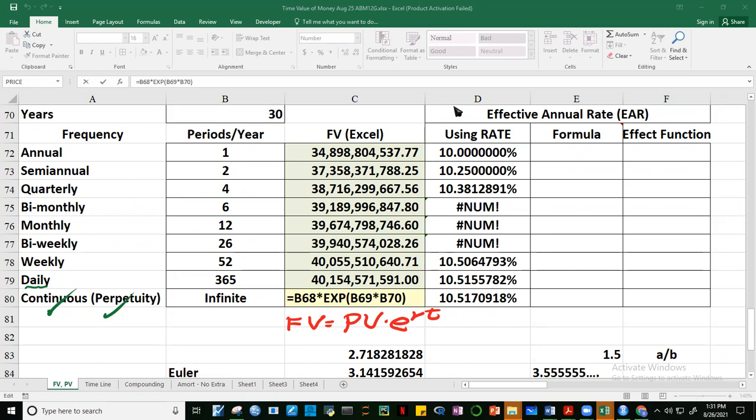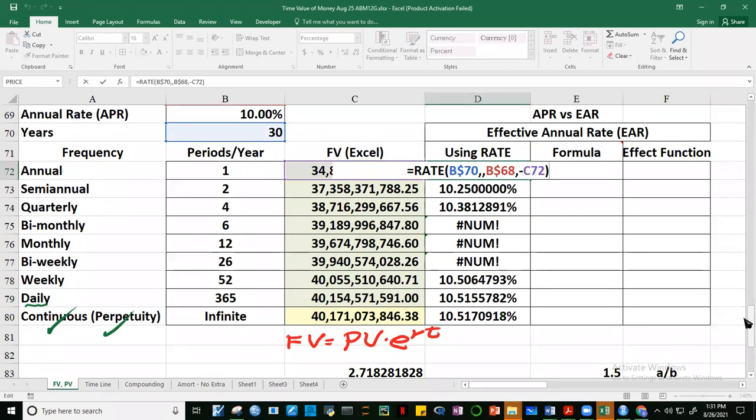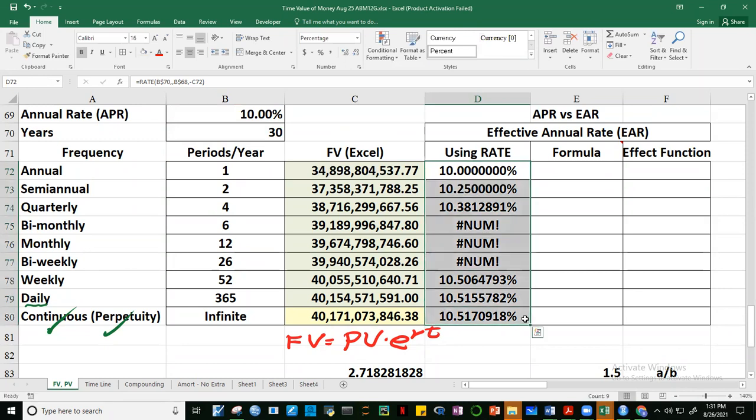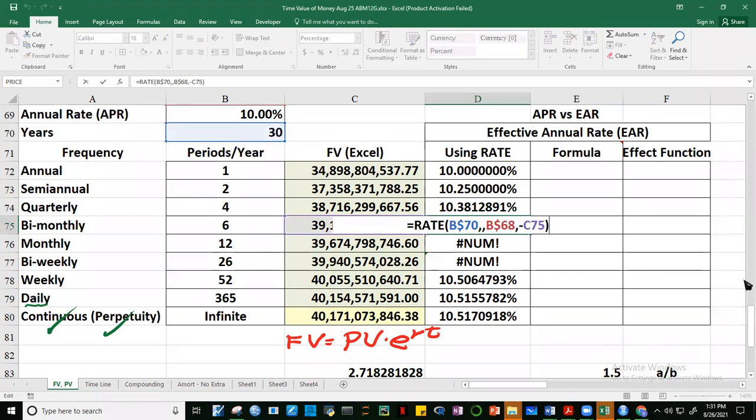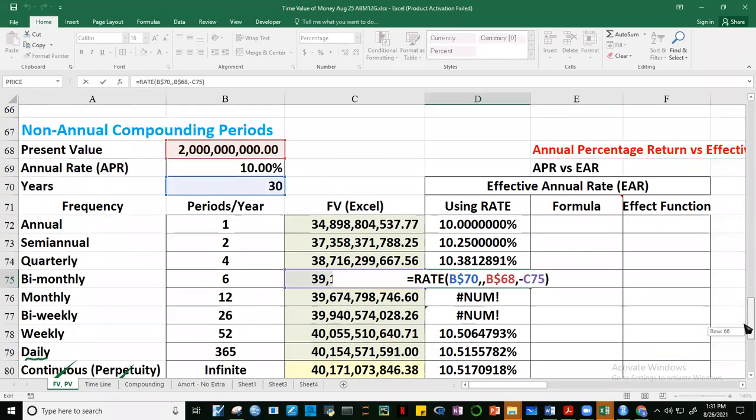Okay, may question pa dito. Bakit po walang lumalabas, sir? Saan yung question mo, Marion? Walang lumalabas sa bi-monthly at saka dito sa rate, no? Okay, wait. Ano nangyari? Control Z. So formula natin dito, kanina meron na to eh. Rate, B70, and per.